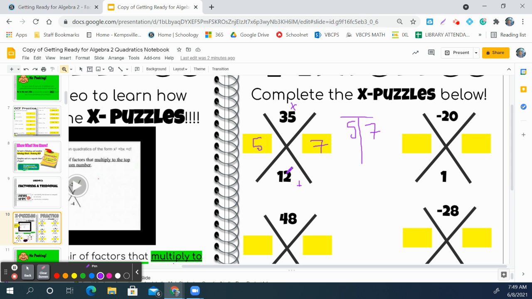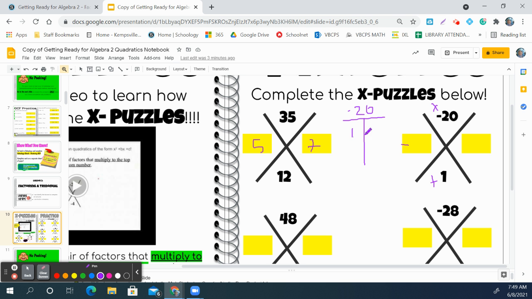What about negative 20 and 1? What multiplies to negative 20 and adds up to 1? It is going to be negative.